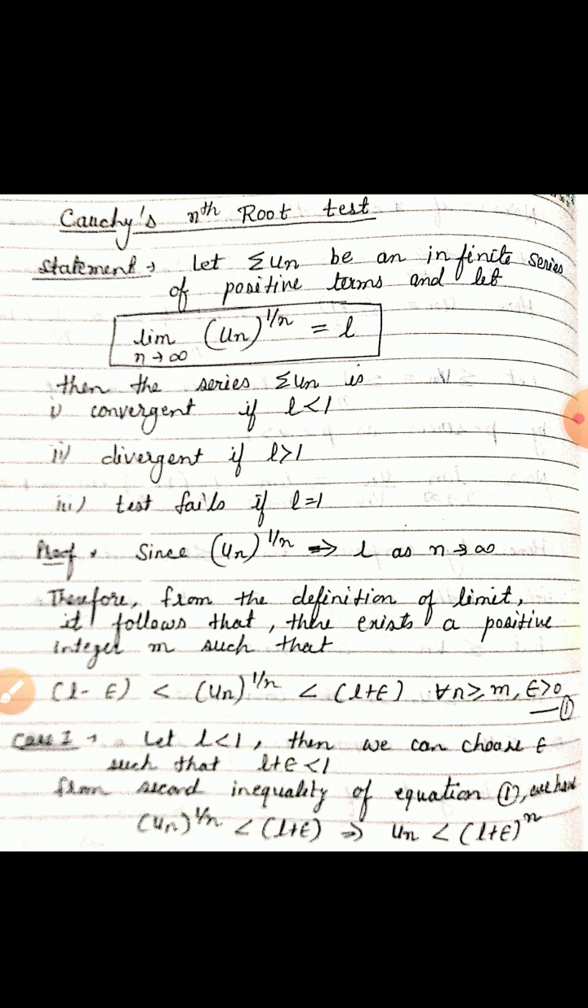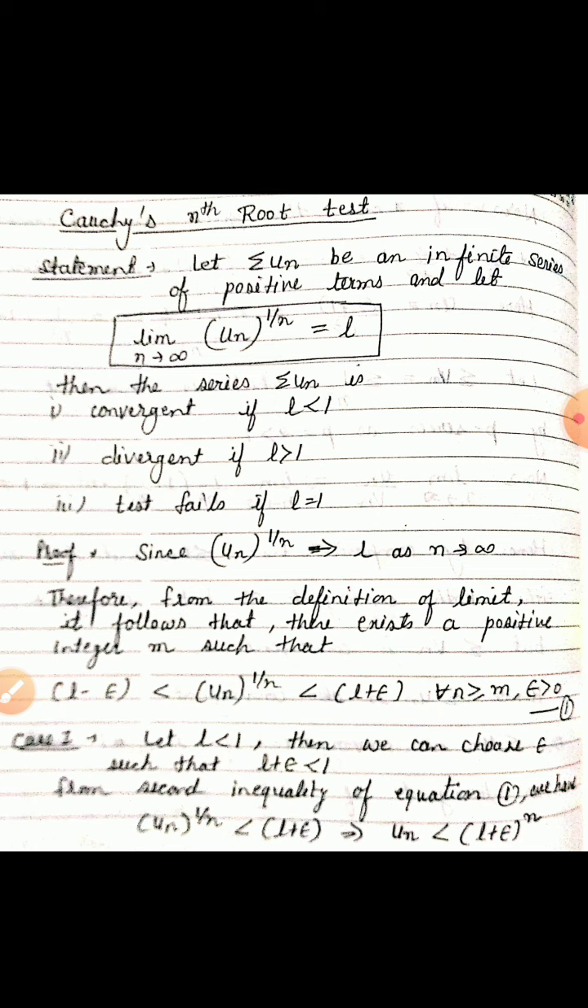The statement is: let summation un be an infinite series of positive terms and let limit n tending to infinity un power 1 by n be equal to L. Then the series summation un is first, convergent if L is less than 1; second, divergent if L is greater than 1; and third, the test fails if L is equal to 1. So let us prove this theorem.